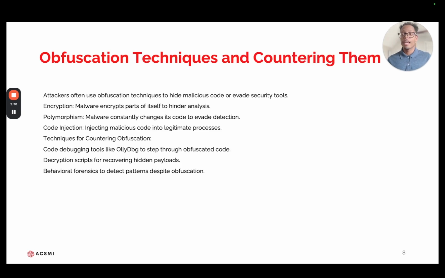And then, because we know attackers often obfuscate, they're going to hide the malicious code or evade some of the security tools, like we talked about, not downloading the actual malware itself but executing in memory. That's going to be able to evade detection. All right, so polymorphism, like I talked about, malware is going to change its code to evade detection, but this one is more so going to change it constantly, okay?